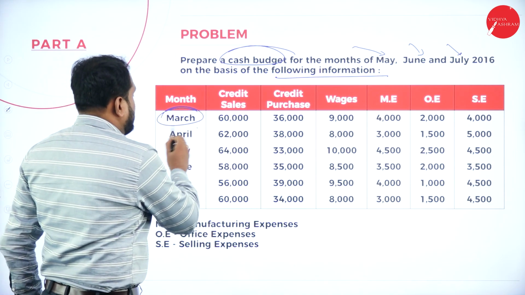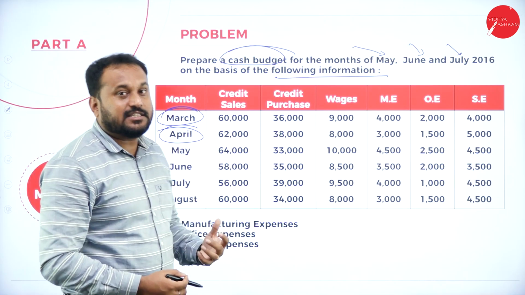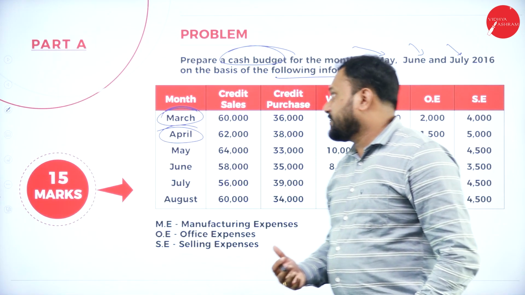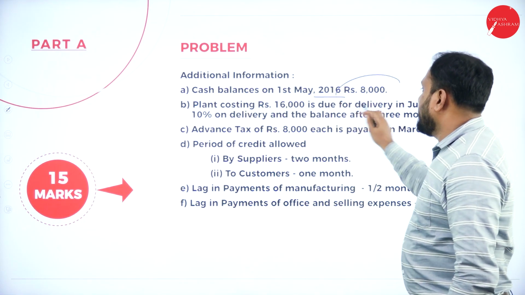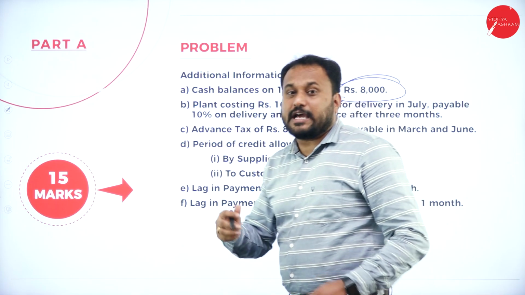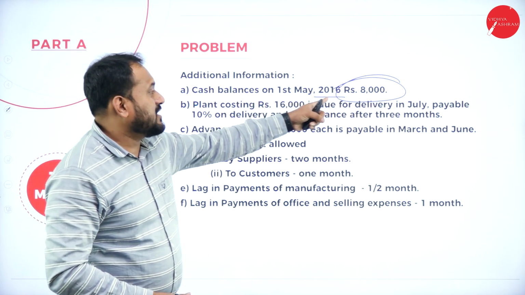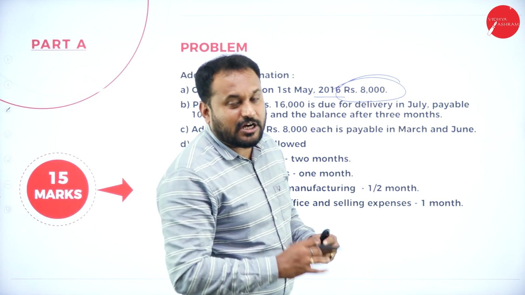March, April, you will not actually write it, but we need to see the adjustments here. When you go with the adjustments, the additional information, what is it? The cash balance on 1st May 2016 is rupees 8,000. So I need to prepare for May. So my opening balance is how much? 8,000. The cash budget, again, I have solved in the concept classes.